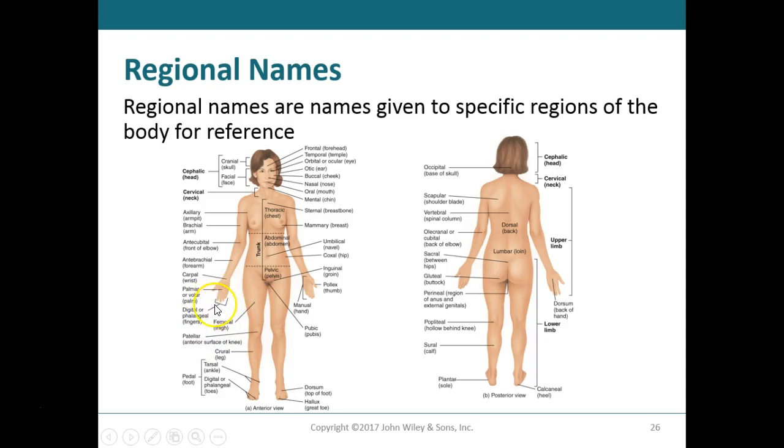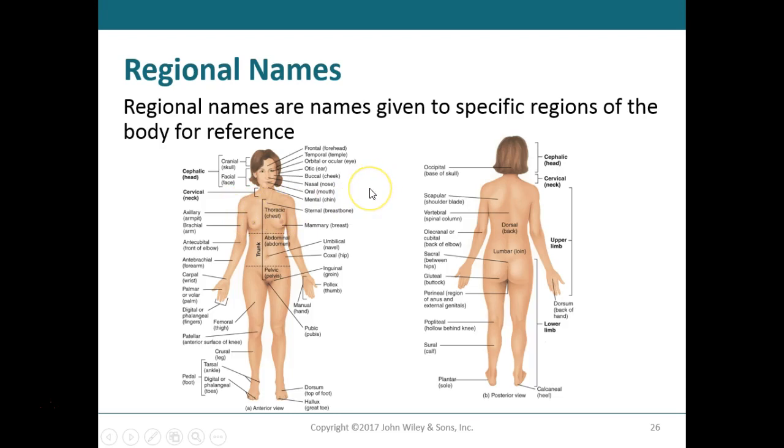Digital again refers to the fingers. Palmar refers to the palm of the hand. Carpal is the wrist. Antebrachial is the forearm. Antecubital, the front of the elbow. Brachial, the upper arm, and axillary in the armpit.